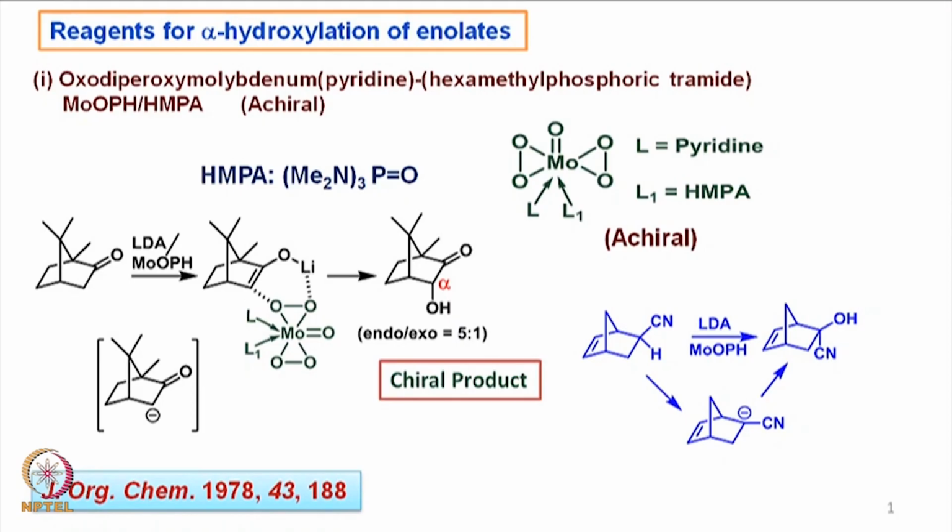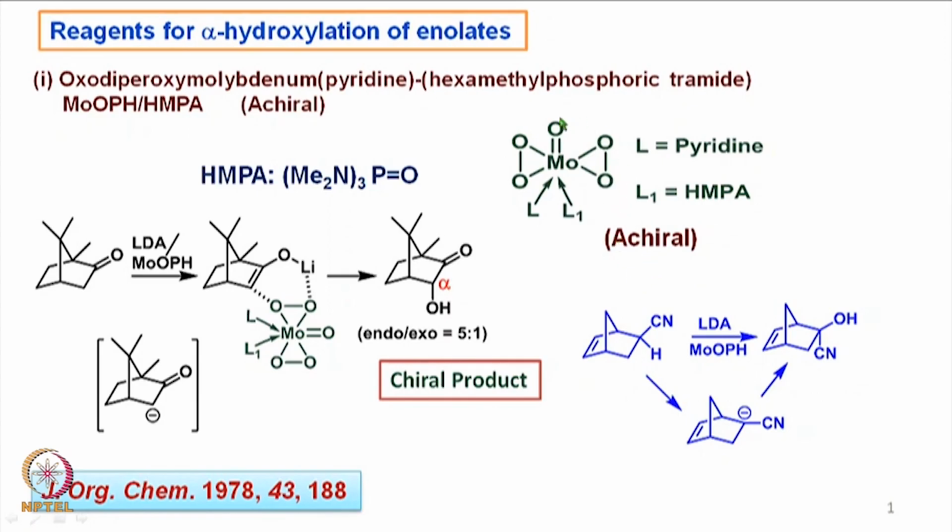Now, what are the reagents for the alpha hydroxylation of enolates to form chiral alpha hydroxy ketones? One of the reagents that has been used is the oxodiperoxy molybdenum pyridine hexamethyl phosphoric triamide complex, which is shown here. This L is pyridine and L1 is HMPA, which is hexamethyl phosphoric triamide. These two ligands are achiral, and therefore this particular complex is an achiral complex.